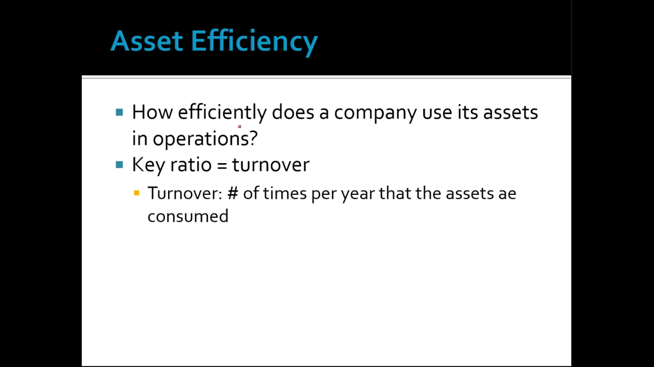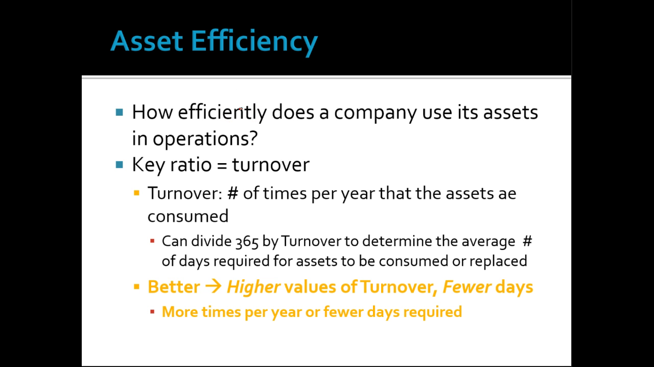A turnover ratio helps us measure the number of times per year that any asset is consumed. And actually, if you take a turnover ratio and use it to divide into 365, you discover that you can determine the average number of days that are required for assets to be consumed. So a turnover ratio will usually be some number greater than 1, hopefully. And that'll tell you how many times per year that particular asset account has been consumed.